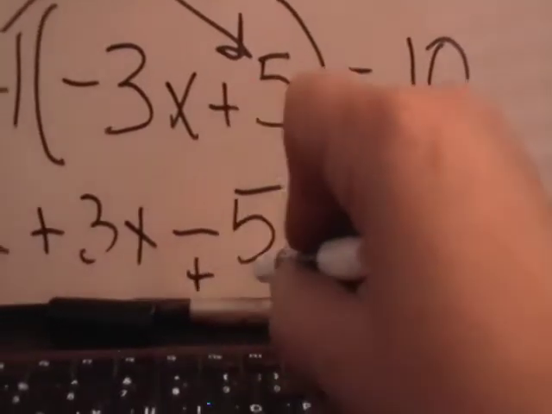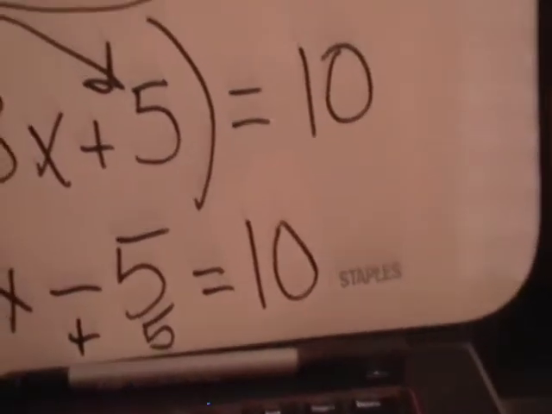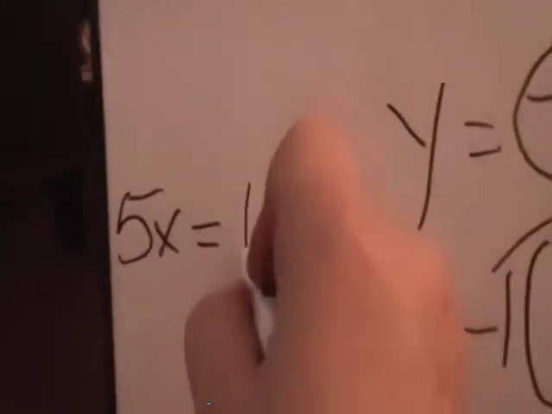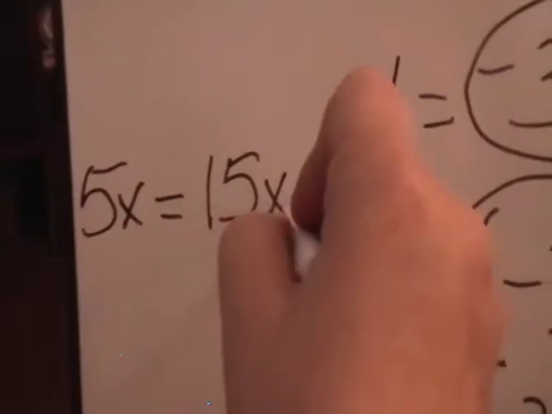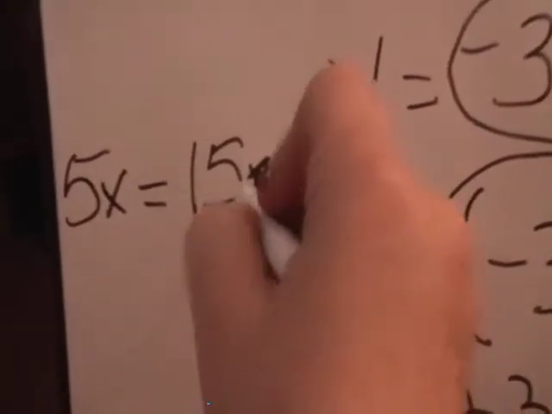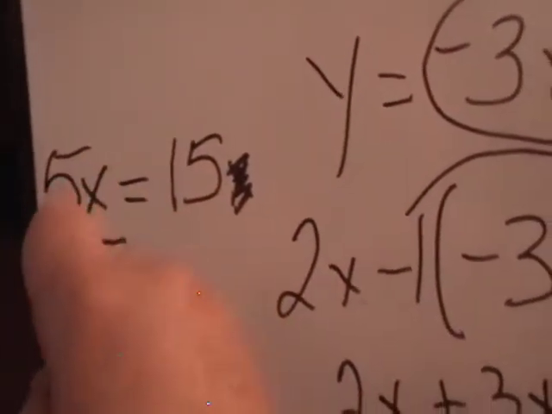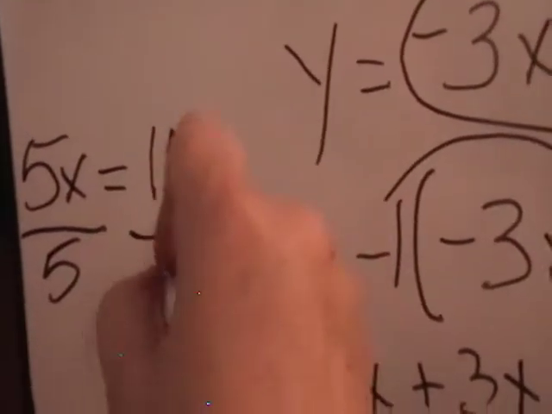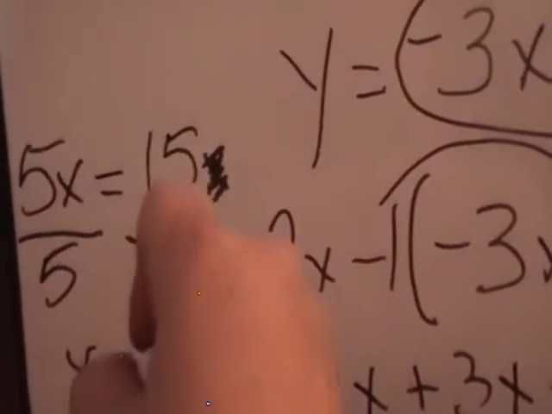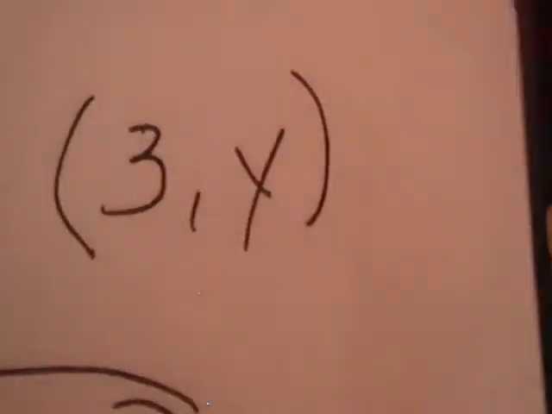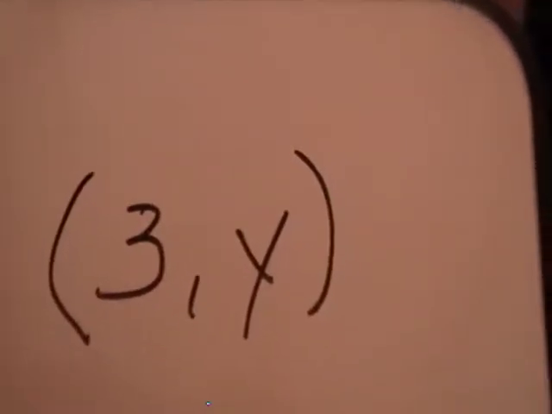5x, and then I'm going to add my 5 to both sides. 5x, and then if I add the 5 to the other side, to the 10, I'm going to have equals 15x. Or excuse me, 15. Then I divide by 5, and I divide by 5, and I'm left with x equals 3. I come up here, and I'm going to pop the 3 in. So I know x equals 3.